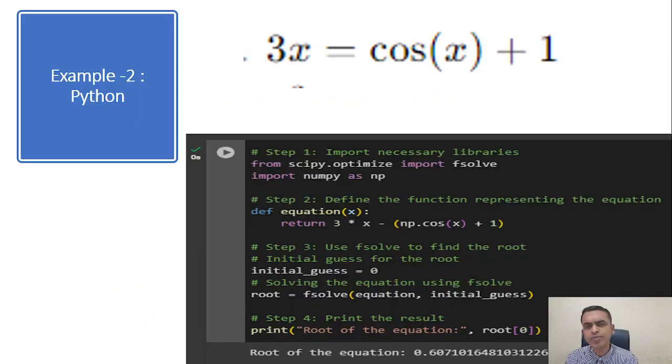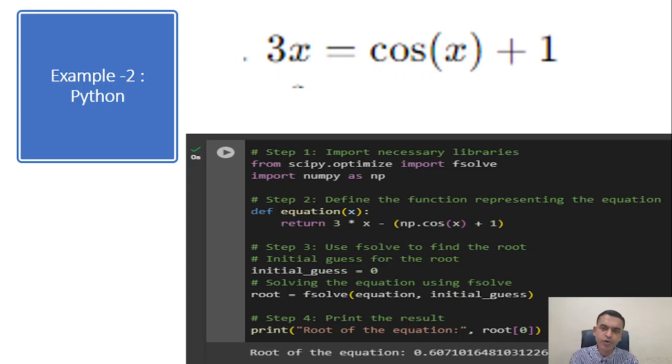We come to the second problem now, that is 3x = cos x + 1. Again, this problem has the cos term, so we will not be having a coefficient array here. So what we are going to do is solve it using fsolve.